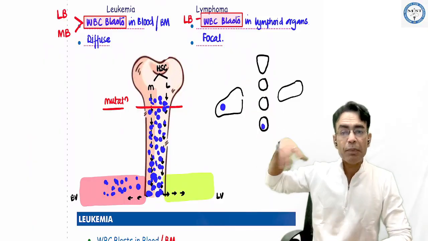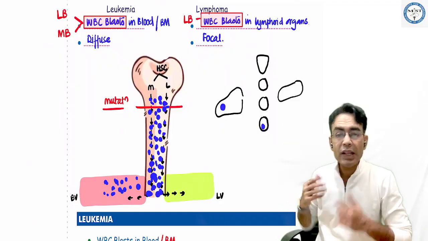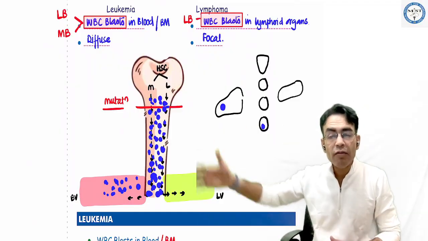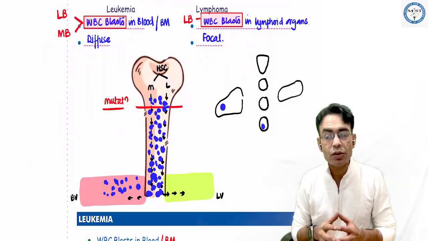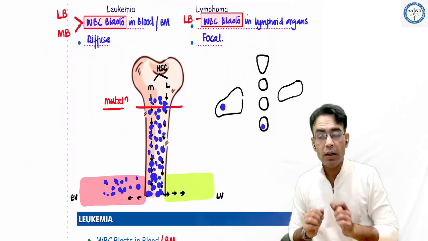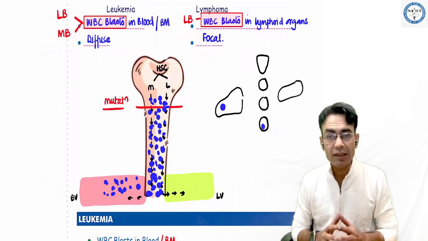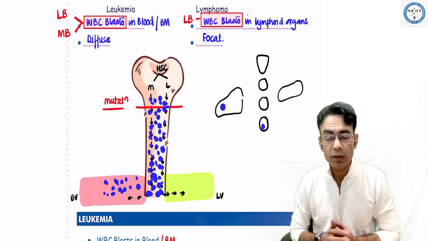For a lymphoma, the problem is never in the blood or in the bone marrow. The problem is in the lymphoid organs. Now, which cells are reaching the lymphoid organs? Your lymphoid cells. So basically, your lymphoma will contain lymphoid cells. It is a tumor in the lymphoid organs, and that is why lymphoma. And you will only have lymphoid blast in the lymphoma, whereas in leukemia, you can have myeloid and lymphoid blast both.